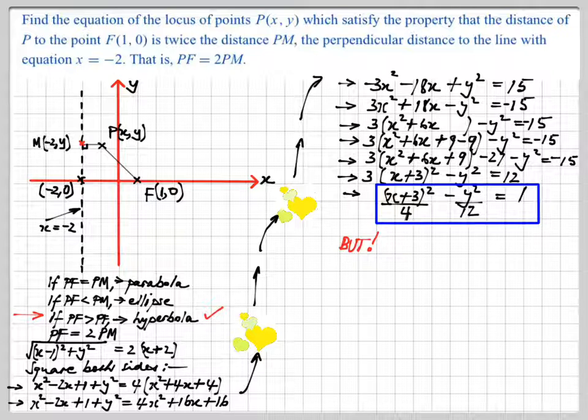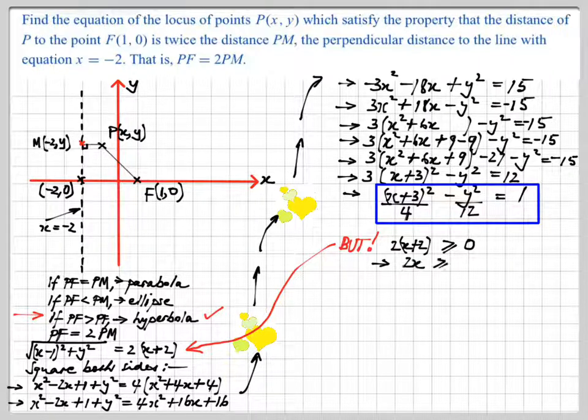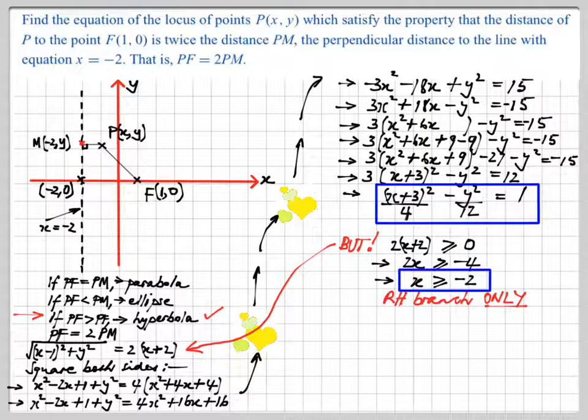Now, the same argument applies from before. See that thing there? 2x plus 2 has to be positive or 0. Therefore, x is going to be greater than or equal to minus 2. So that tells you immediately that you're going to get the right-hand branch. The right-hand branch only, yeah, that's it.